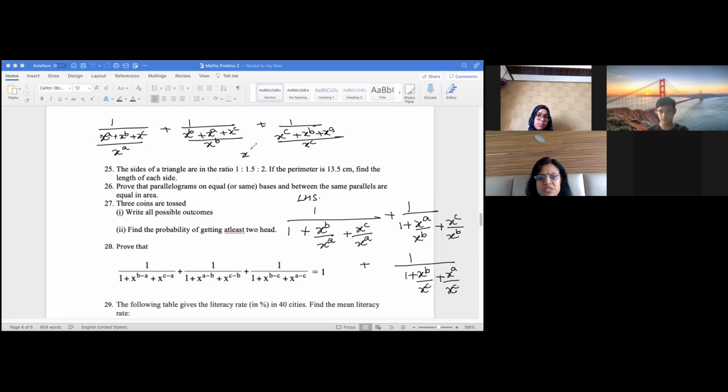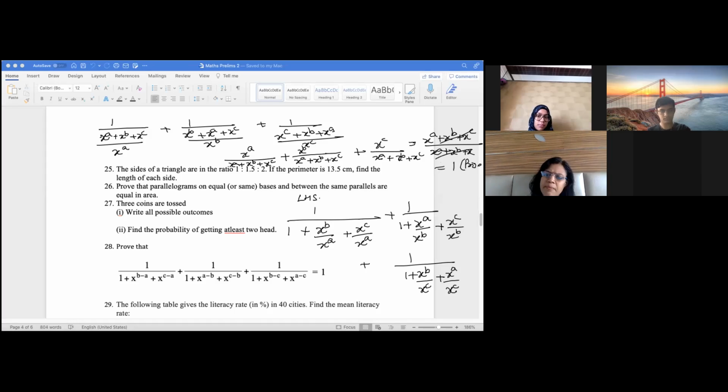So the next step is x raised to a upon x raised to a plus x raised to b plus x raised to c, plus this x raised to b goes in the numerator, x raised to b upon x raised to a plus x raised to b plus x raised to c, and plus x raised to c divided by x raised to a plus x raised to b plus x raised to c. If you see, the denominators are the same, so we can simply add the numerators, which is the same thing, x raised to a plus x raised to b plus x raised to c divided by the same, cancel, the answer is 1, proved, equal to RHS.